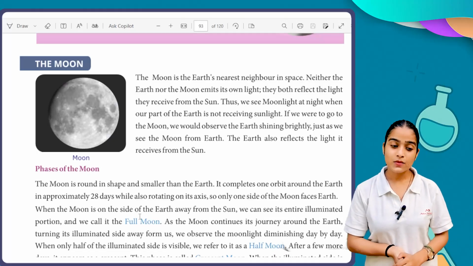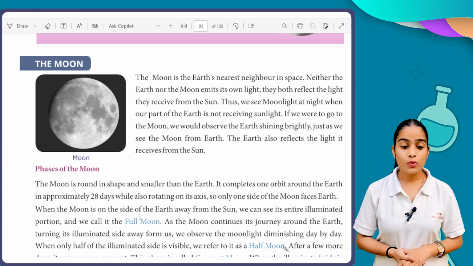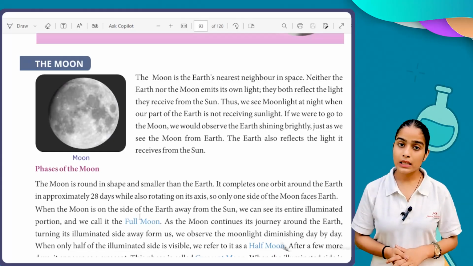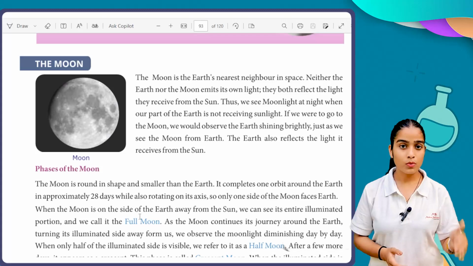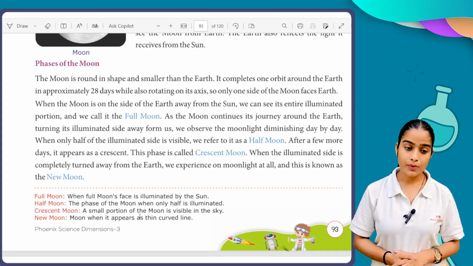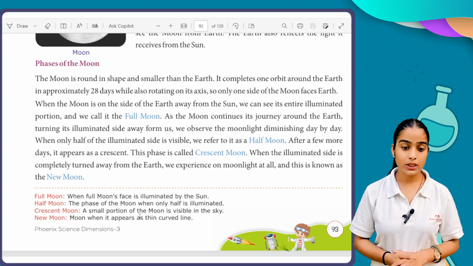Okay. Next, we have phases of the moon. The moon is round in shape, as we already discussed that all planets are round in shape, and the moon is smaller in size compared to Earth. It completes one orbit about the Earth in approximately 28 days while also rotating on its axis. So only one side of the moon faces Earth. When the moon is on the side of the Earth away from the sun, we can see its entire illuminated portion, and we call it the full moon.